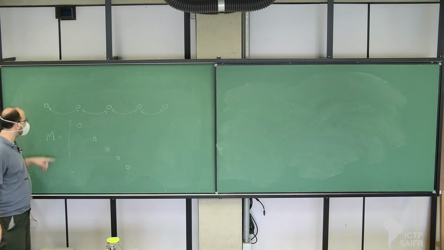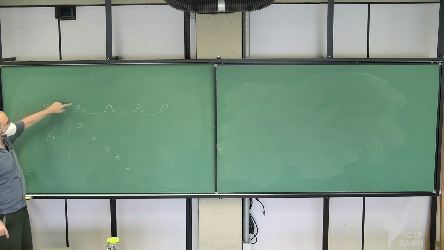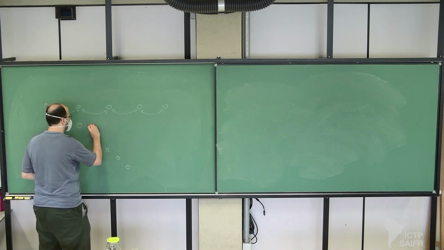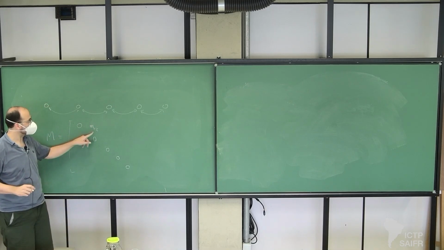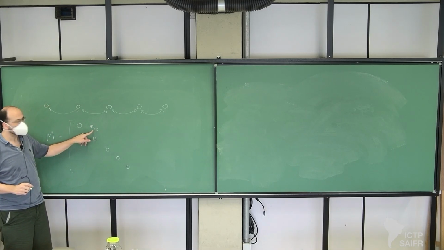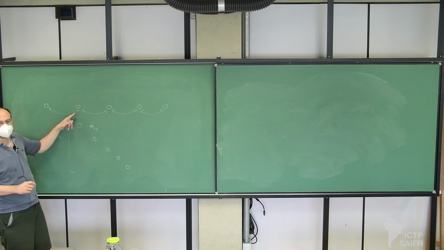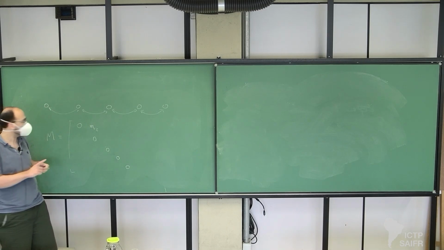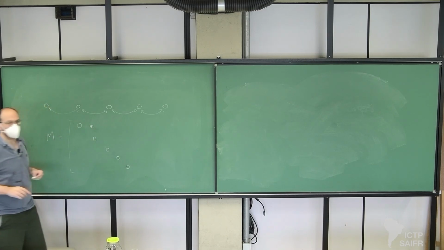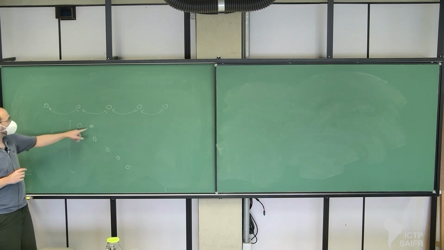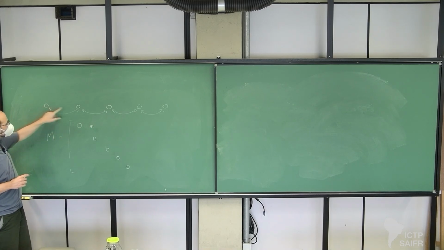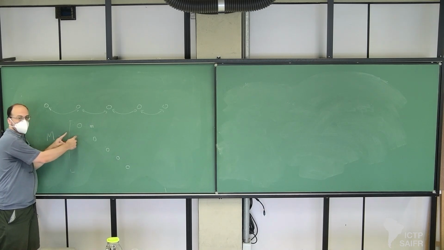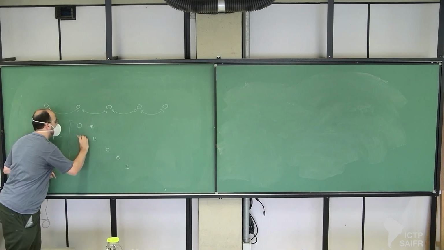Now I want migration between patch 1 and patch 2. This element here would be M12. What is M12? It is migration from patch 2 to patch 1, and you see they are connected. So this is going to be some value. I told you that they all have to be the same value, so I put just m here. And the same for going from patch 1 to patch 2, so M21 here is migration from 1 going to 2. This is also going to be m.